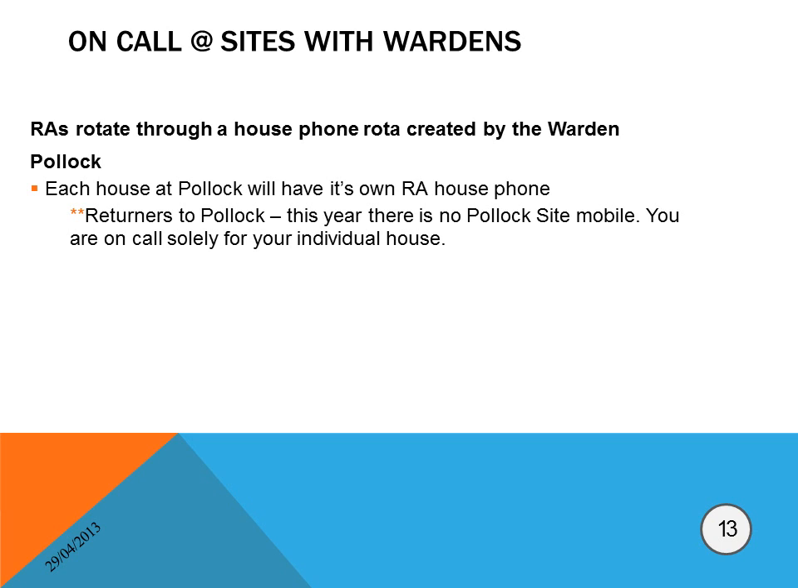In Pollock, a new change this year is that there is no longer a Pollock site mobile. Instead, each individual house will have its own RA mobile. So just like in the flats, the RA on call is the first contact for assistance. But instead of being on call for any house in Pollock, you are solely responsible for the house in which you reside. The same is true for Fraser Court, Milnes, and Richmond. When you are the RA on call, the RA mobile that you carry is just for your specific site.